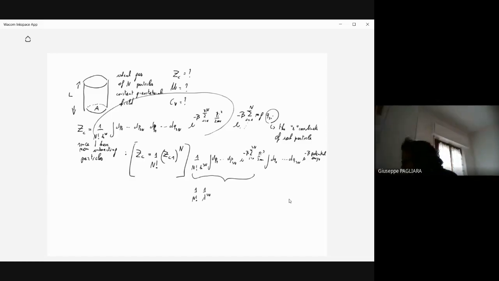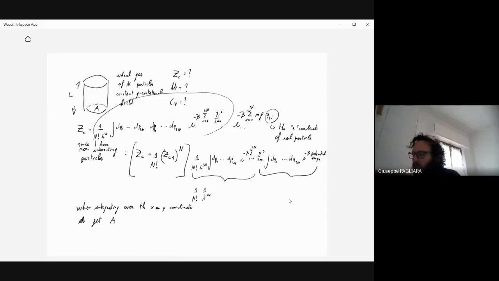And basically what I see here is that when integrating over the x and y coordinates, I get A, the section of the cylinder, because it's a surface integral of a constant function. So I will just get A to the power of n, of course, if I have n particles. And then I will have an integral in dz from 0 to L, a function that contains the variable z, which will again be to the power of n.